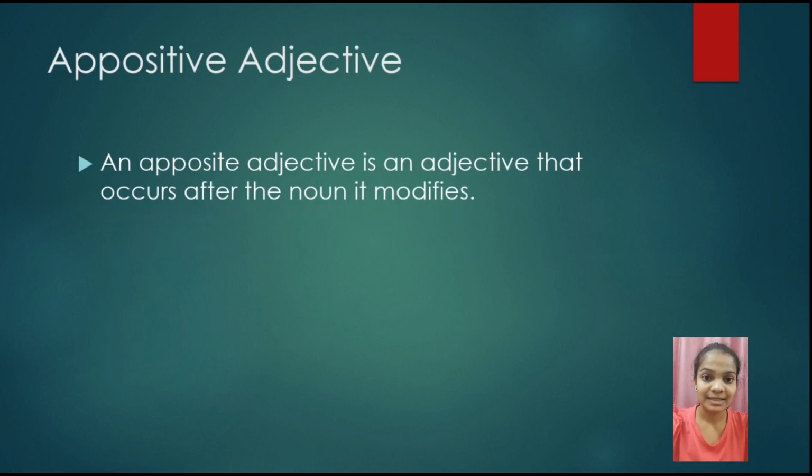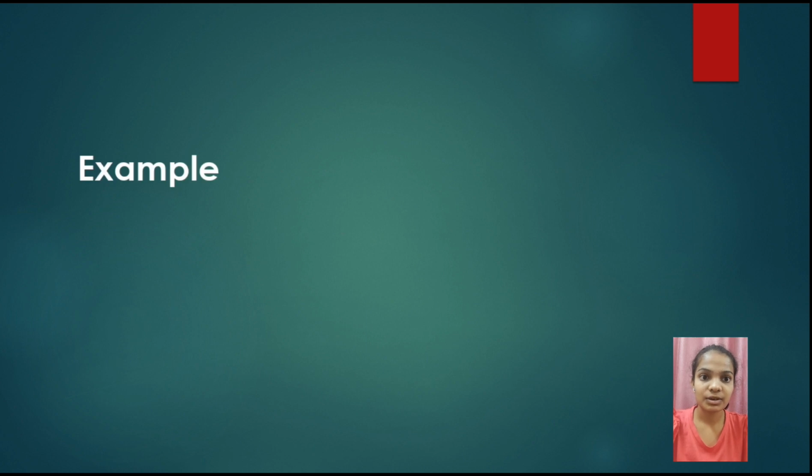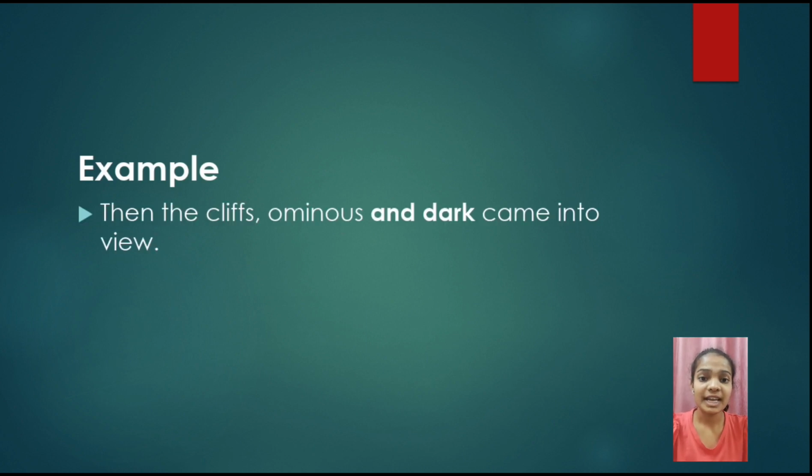Appositive adjective. An appositive adjective is an adjective that occurs after the noun it modifies. It is typically set off by commas or dashes. Example: then the cliff, ominous and dark, came into view.